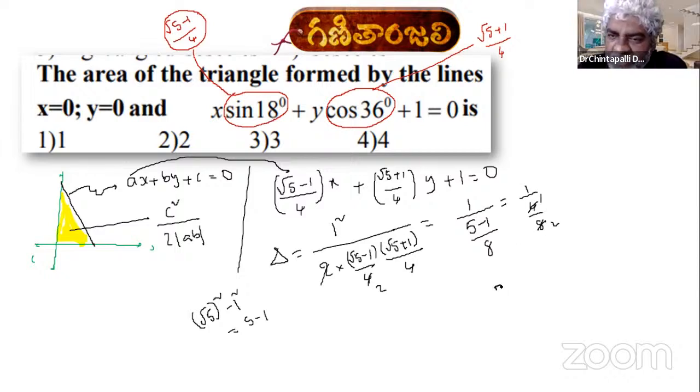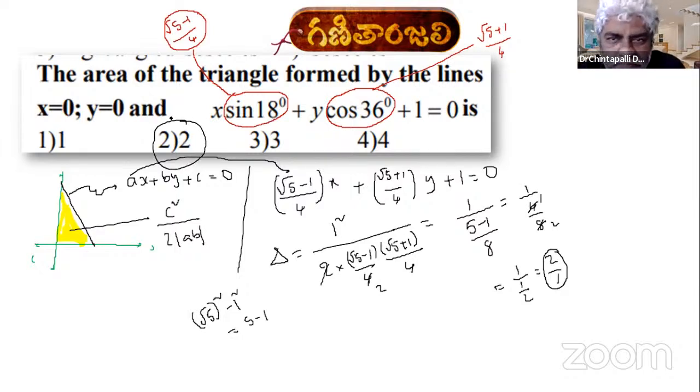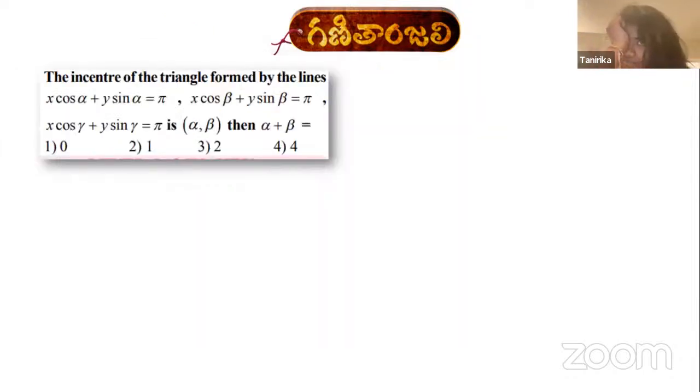So half. 1 by half means 1 times 2 over 1, which is 2 by 1. The answer is 2. 1 by half is the reciprocal, and the reciprocal is 2 over 1. So now the option is 2. Clear? Got it? Yes, sir.